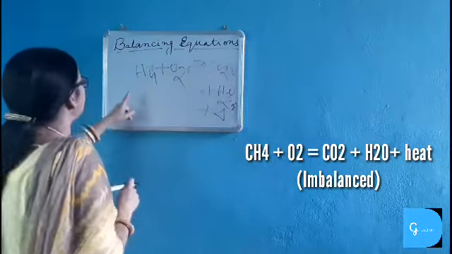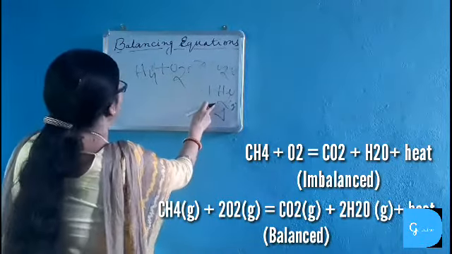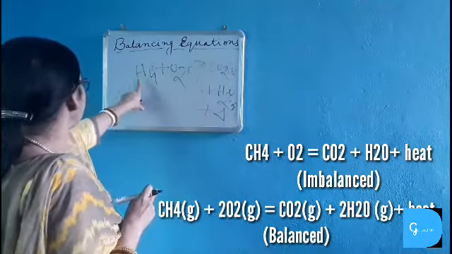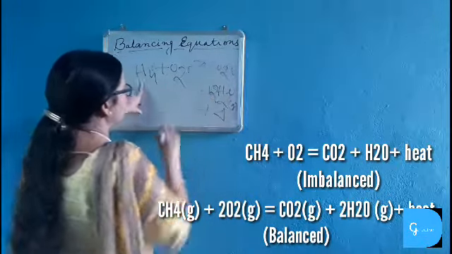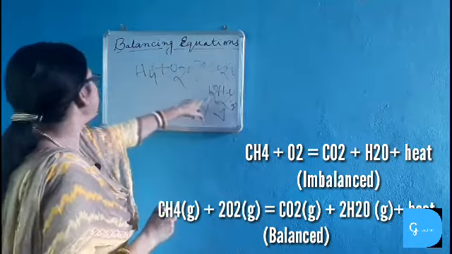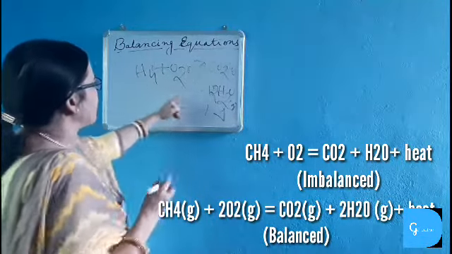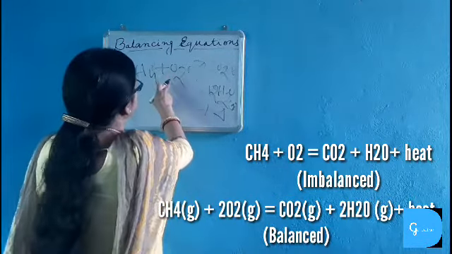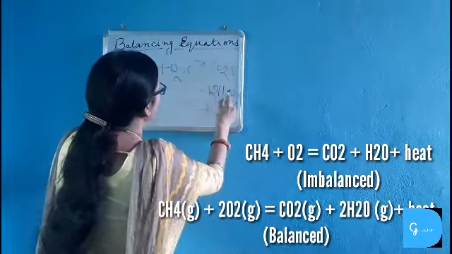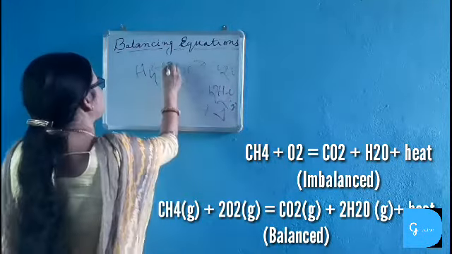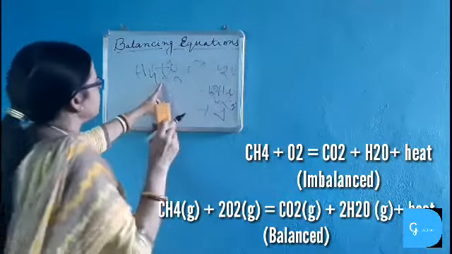Now balance the equation. See, there are 2 hydrogen atoms on the product side and 4 hydrogen atoms on the reactant side. So we will write 2 here. If we write 2 here, then there are 4 hydrogen atoms on the product side and 4 hydrogen atoms on the reactant side. Now take the oxygen atoms: 2 oxygen atoms are involved on the reactant side, and here 4 oxygen atoms are involved. So we will write 2 here. Now it is 4 oxygen atoms.